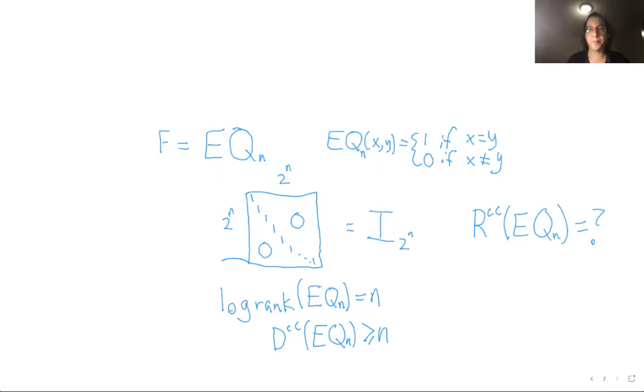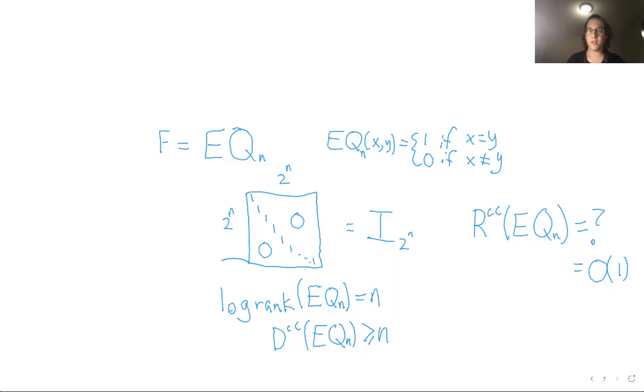With shared randomness, the randomized communication complexity of equality turns out to be O(1). So it's very far from the deterministic case. This is kind of neat. Why?